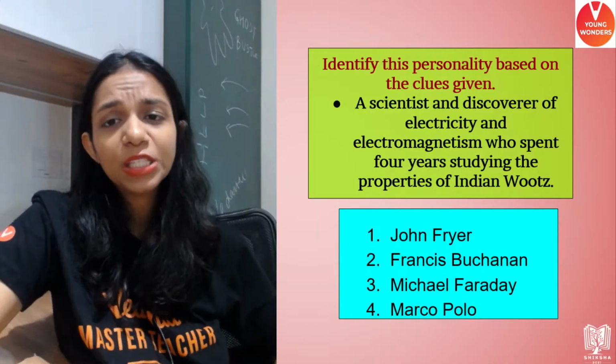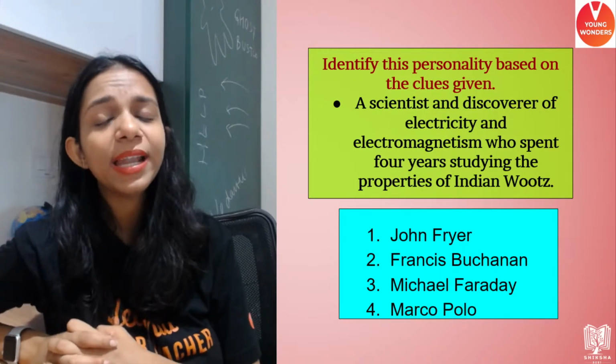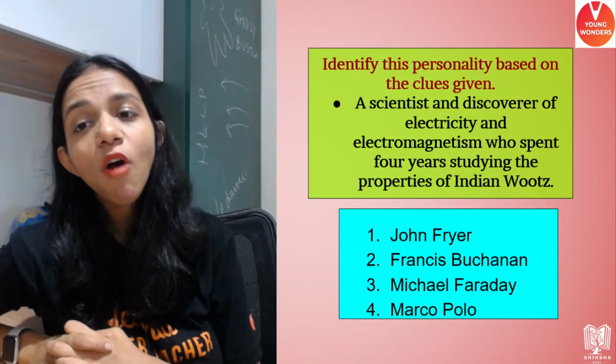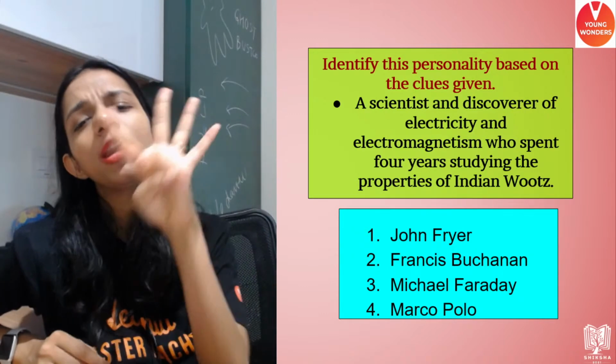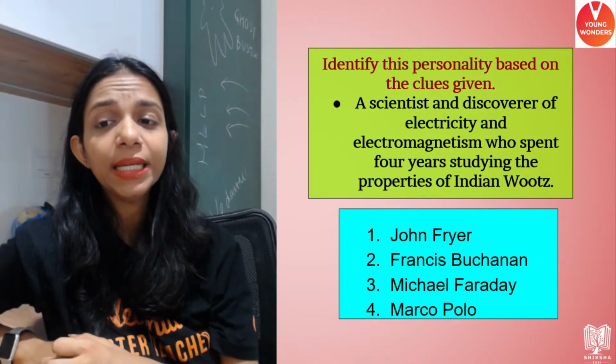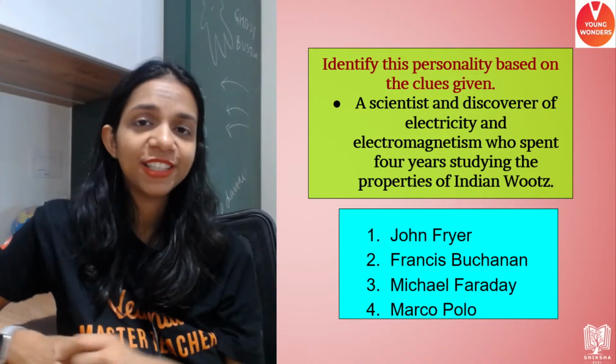Before leaving, let us look at the homework of the day. Homework is very interesting. You have to identify this personality who was a discoverer of electricity and electromagnetism, who spent 4 years studying the properties of Indian woods steel. Which of these four is your right option, which is the right answer?